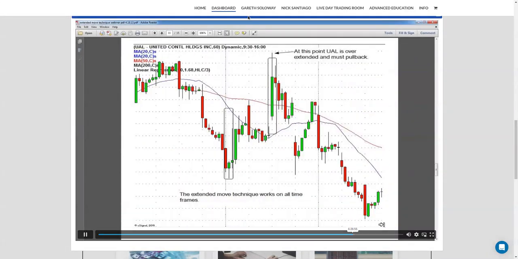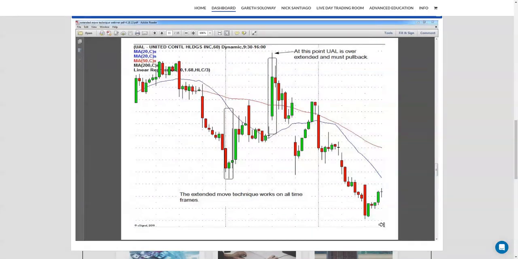Next, we have a chart of UAL. Pivot low, draw the line straight up, right into the 20, do the calculation. Same thing. It's overbought right here. Got to come back down. Same stuff. Markets love to repeat. Okay? This is a 60-minute time frame. I use it every day.